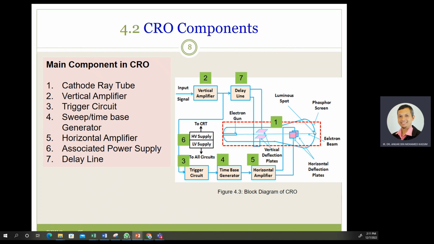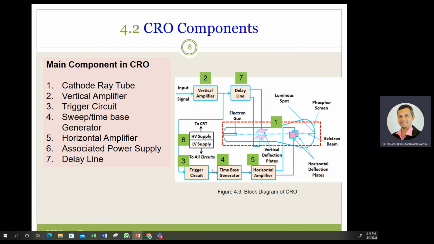that can display the waveform on the screen. Okay, and then second is the vertical amplifier. The vertical amplifier is the first component that the input signal comes into. Normally the vertical amplifier is near the probe terminal. Okay, so after the vertical amplifier, there is a trigger circuit.